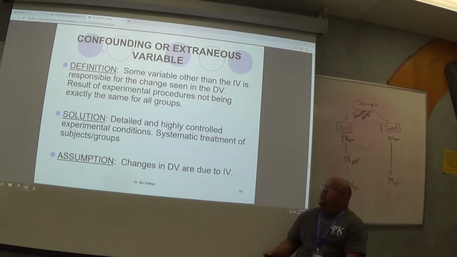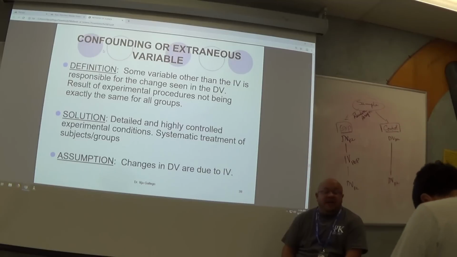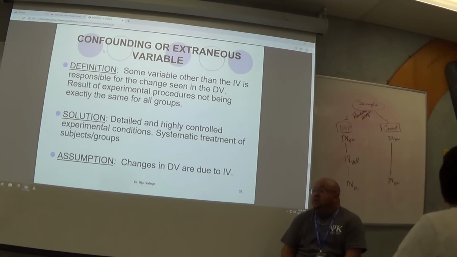Okay? Now we go on to something called a confounding or extraneous variable. I do not believe this is found in your textbook. I'm sure you can Google it, but try to understand it here. Ask questions if you don't get it.